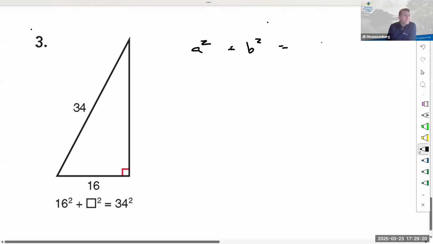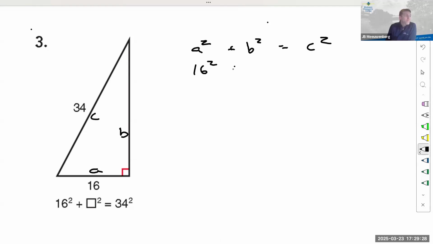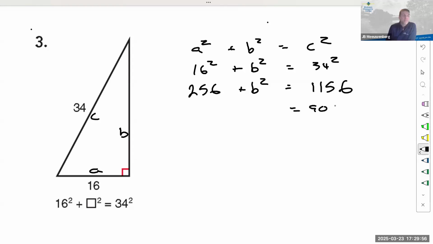Here is our formula. We will call this A, this B, and this C. So again, we have 16 squared plus something squared, we don't know what, it's equal to 34 squared. Bigger numbers this time. 16 squared is 256 plus B squared, which is equal to 1156. Again, this number must be equal to 1156 minus 256, which is 900. B squared is equal to 900.